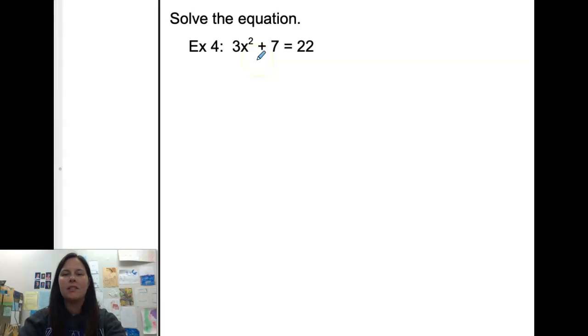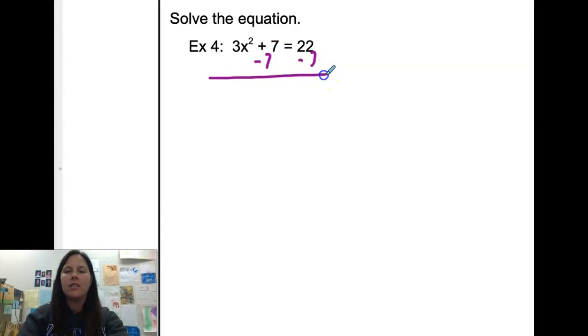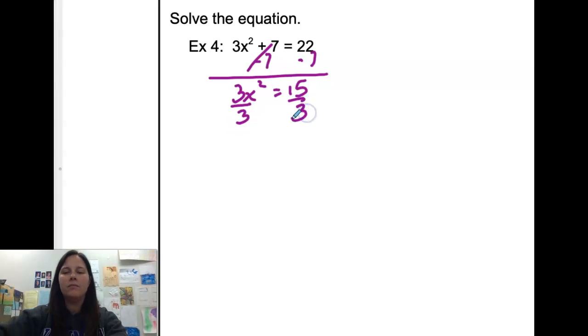Last example. Very similar to the one before this, we've got adding and multiplying. So we're going to cancel that adding 7 by subtracting it from both sides, leaving me with 3x squared equals 22 minus 7 is 15. Canceling that times 3 with division, I get x squared equals 5.